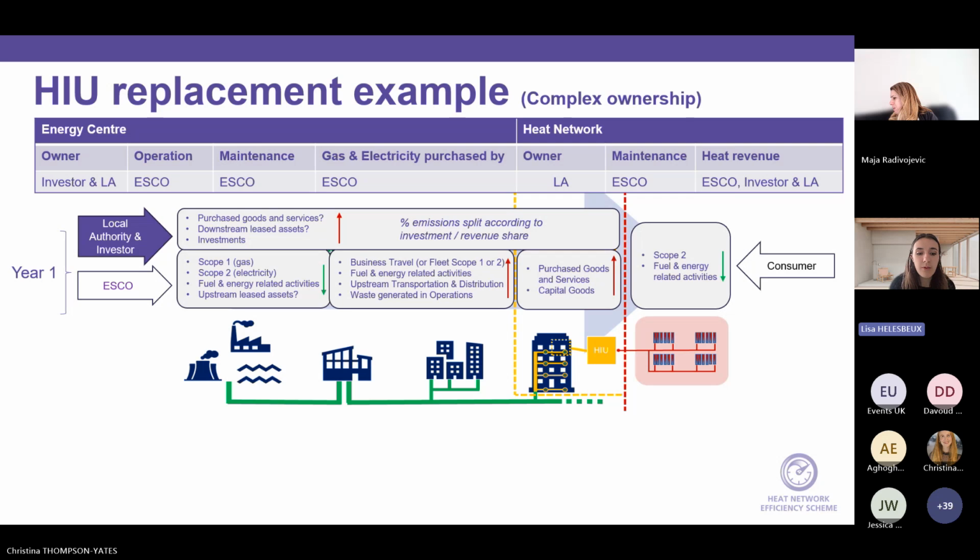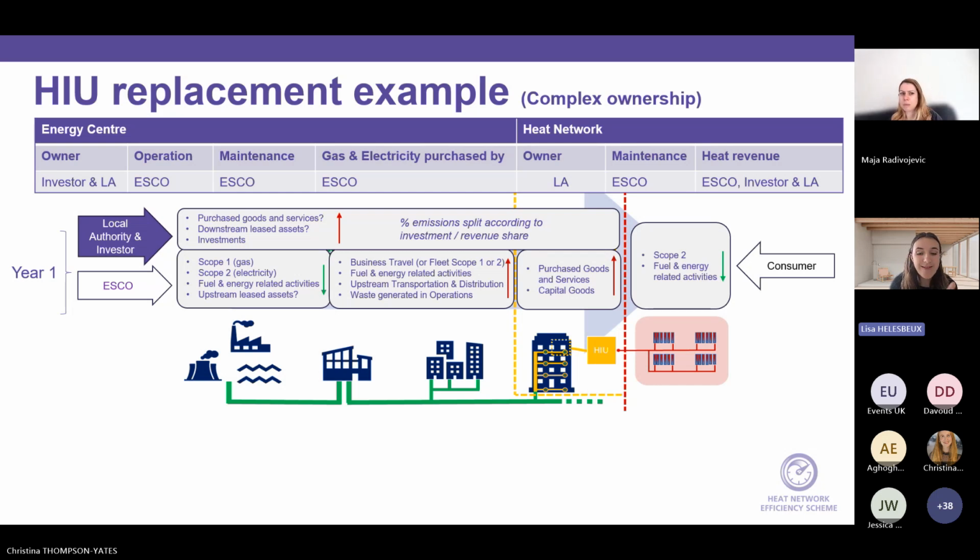And regardless of the specific arrangement here, the investor and the local authority will likely report under category 15, investment, for the financial gain of this investment. And for the ESCO, now, since they are the one buying and burning the gas, they will have a reduction in scope 1 and 2 emissions because the new HIU reduce heat losses and reduce the need for those fuels. They will also reduce the upstream fuel and energy-related activities.